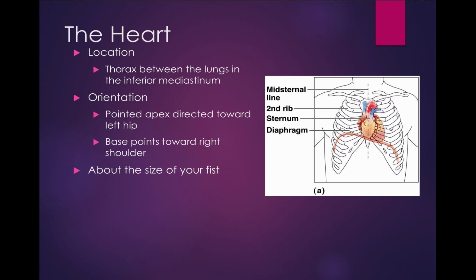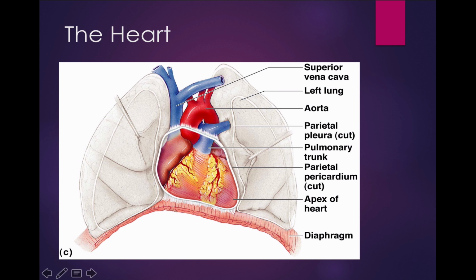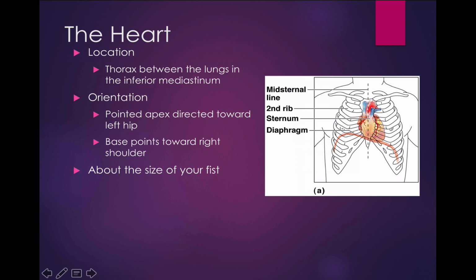So your heart is located in your thorax. We call it mediastinum. Medial meaning it's the middle, and whoops, here's a bigger picture. I'll go back to that in a minute here. But mid-sternal or mediastinum, meaning that it's halfway through your sternum. So that dotted line is supposed to be your sternum. Media meaning that's in the center of that. You also have this pointed apex that points towards your left hip. The base is going to point towards the right shoulder, and your heart is about the size of your fist.